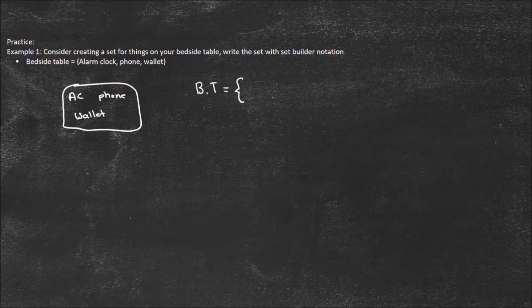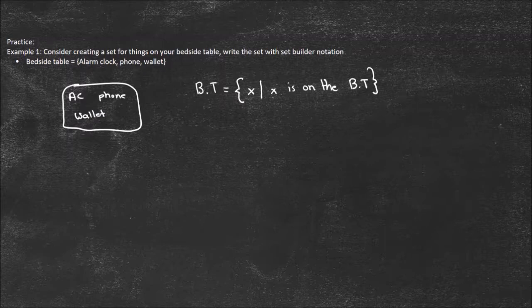So now again, let's think about this. The formula is rule first. So what is the rule going to be? Like the formula here, I'm going to say just x. Then the condition: such that x is on the bedside table. So this is now in set builder notation. The condition for x is just that it's on the bedside table.